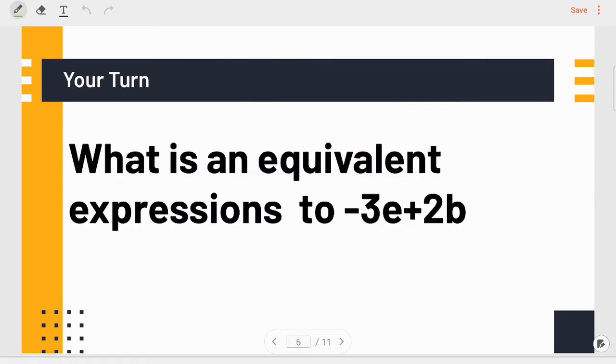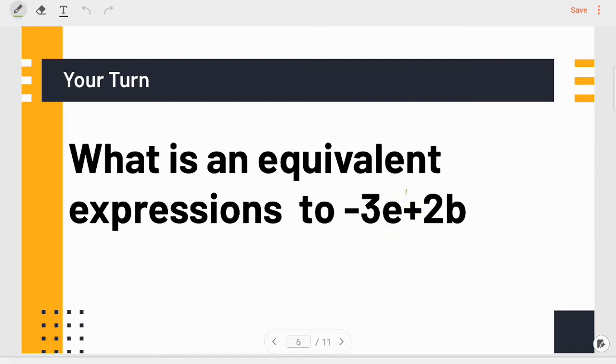So let's look at a different example. This is your turn. What is an equivalent expression to negative 3e plus 2b? Take a second, pause, and think about that. What do you think an equivalent expression would be, what would balance out the scale on the other side? What would be representing the same expression? All right, let's talk about it.